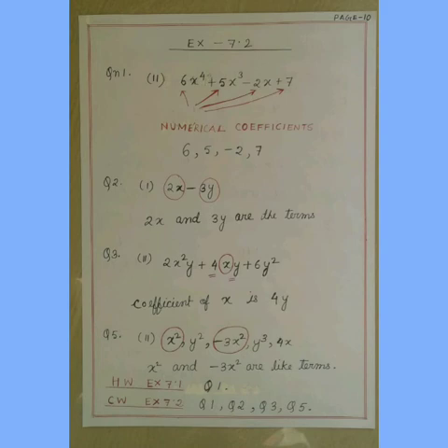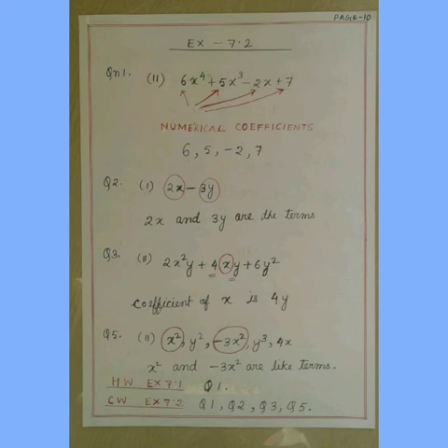Number 2, we have to write the terms of the expression. Terms are separated by plus or minus sign. So in 2x minus 3y, 2x and 3y are separated by a minus sign. So 2x and 3y are the terms.